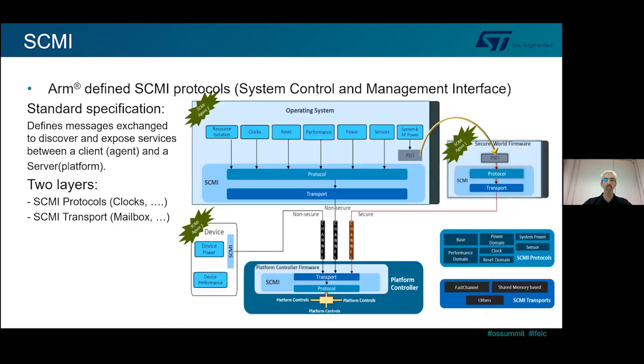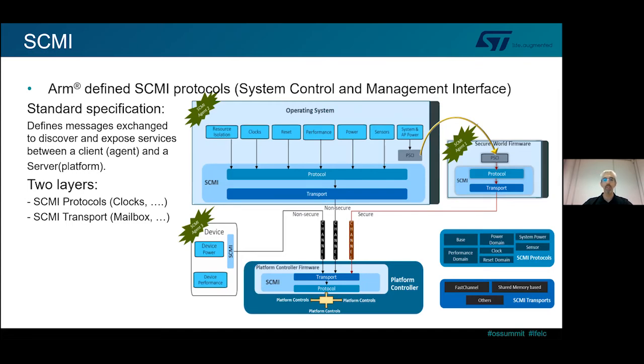So let's now describe these SCMI protocols. The SCMI protocol is a standard specification given by ARM, which is the System Control and Management Interface. The specification gives a way of defining messages that are exchanged to discover and expose services between a client, which will be the agent in the SCMI specification, and the server, which will be called the platform.